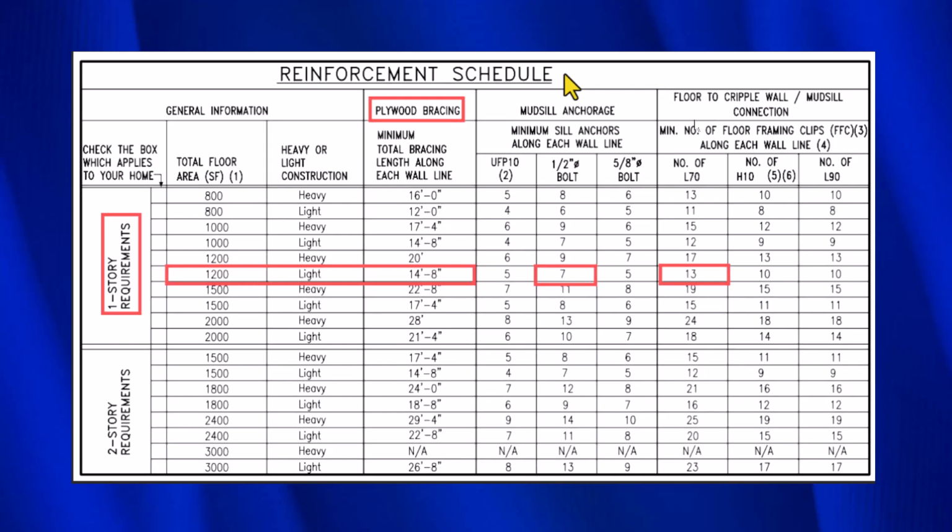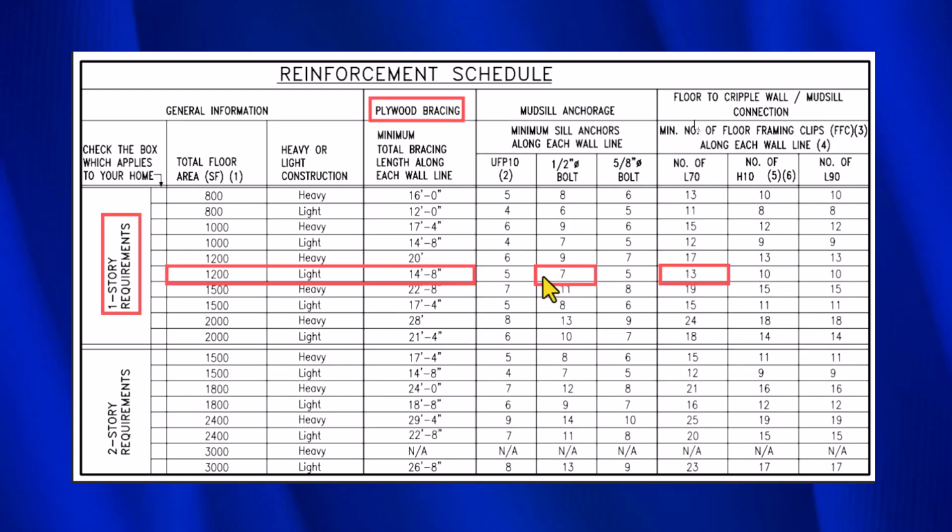This is the reinforcement schedule that contractors use when they're trying to retrofit a house. In this case, we'll take a look at this example. This one is a 1-story, and here are the requirements. It's 1,200 square feet. It's light construction, and basically that means it's got sheetrock and wood siding. In order to retrofit this house, we need to do plywood bracing of 14 feet 8 inches.